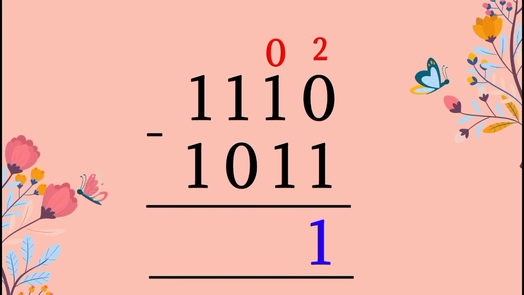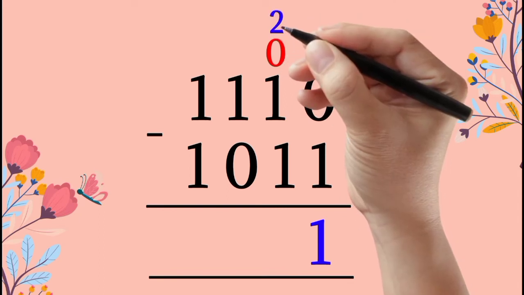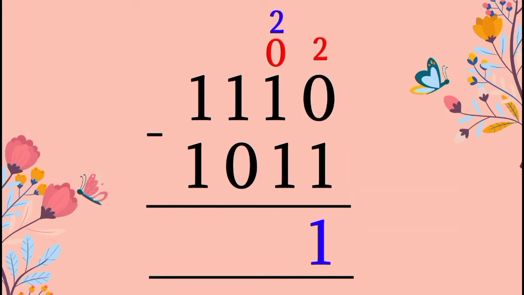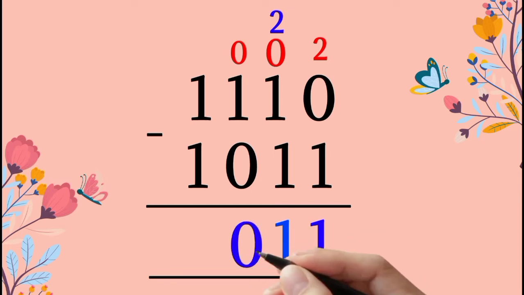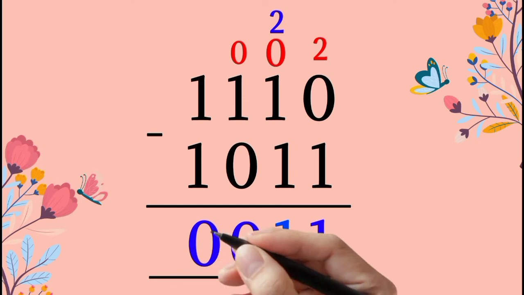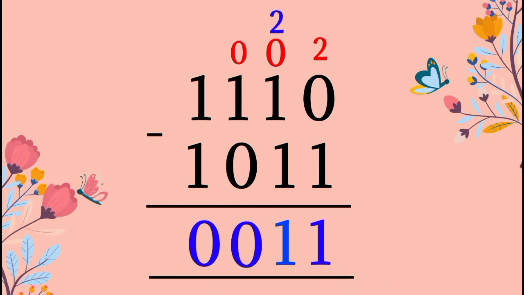So 0 minus 1 is still not possible. So we borrow the 1 in front and we also call it 2. So this time around, we have 2 minus 1, which will give us 1. After borrowing that 1, we are left with 0. So now we have 0 minus 0, and that will give us 0. Then finally, we have 1 minus 1, which will give us 0. So we can do without the 2 zeros. So our final answer is 11 base 2.